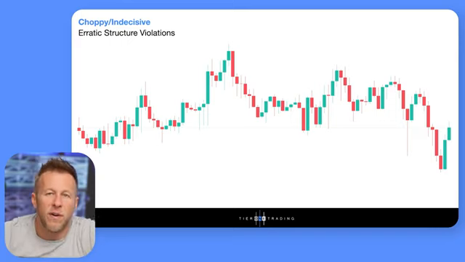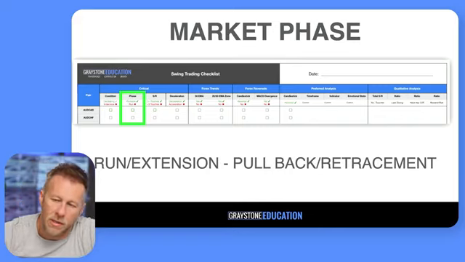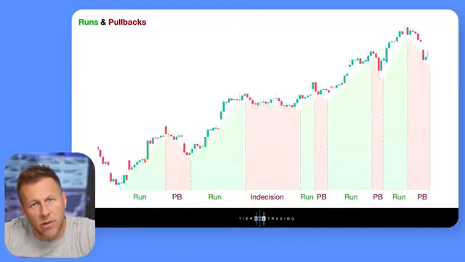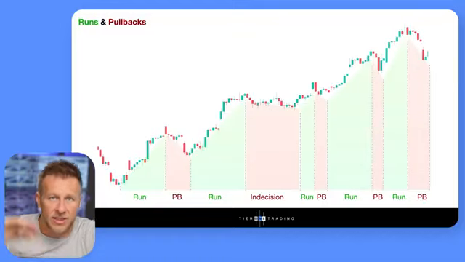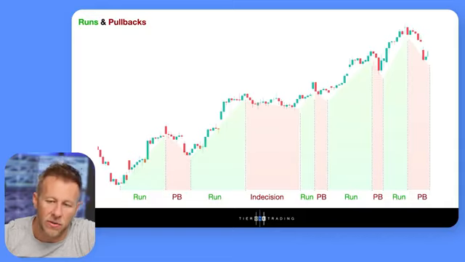So once we've identified the market condition, we then want to start looking at what phase we're in that market. So what do I mean by phase? Well, if the market is trending, it's moving in two phases, a run and a pullback, or an extension and a retracement. And I've indicated what those look like here.